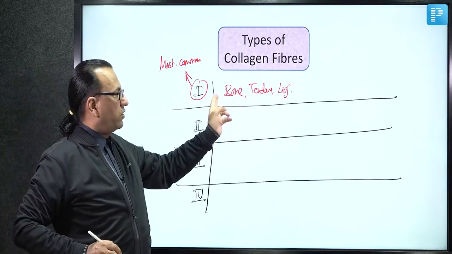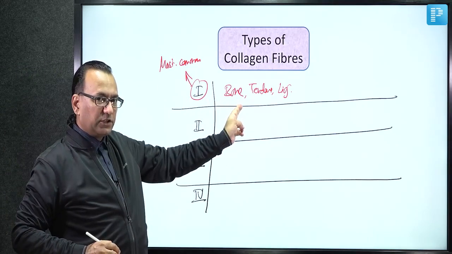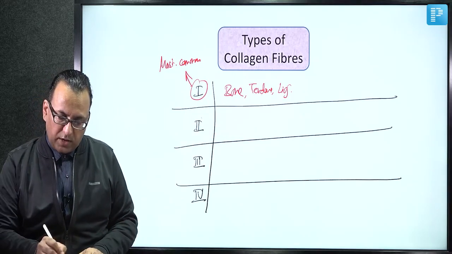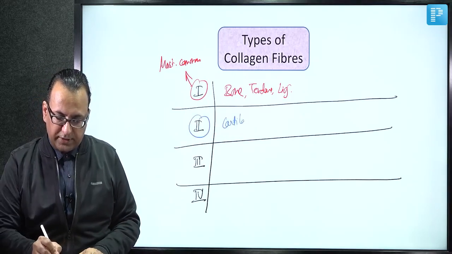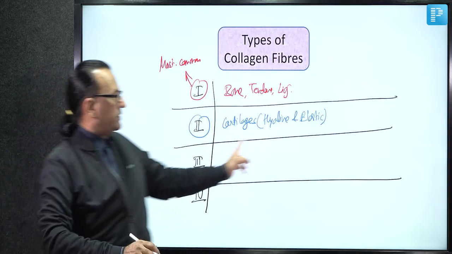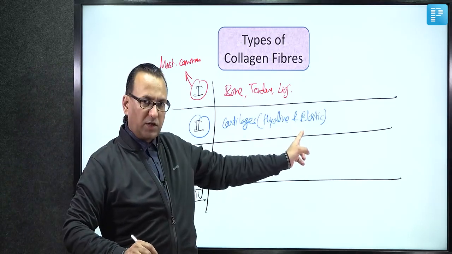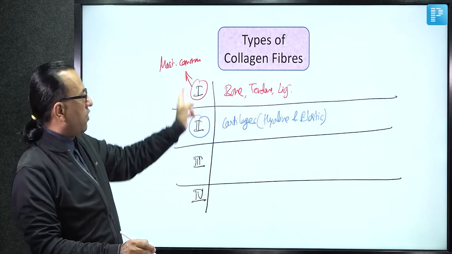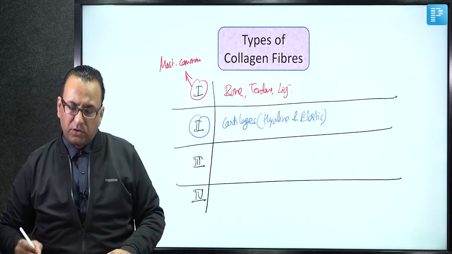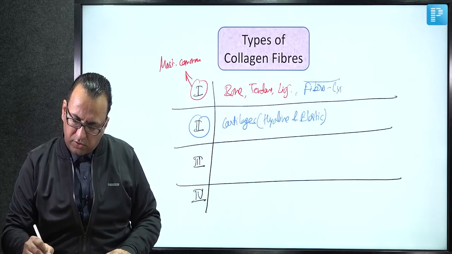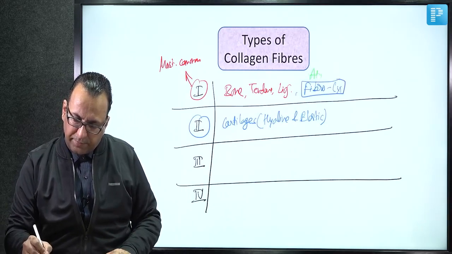So tendons and ligaments have predominantly type 1 collagen? Yes. Then what about the cartilages? Cartilages will have predominantly type 2 collagen. You can mention the type 2 collagen is found in the cartilages, especially the hyaline cartilage and the elastic cartilage. Then what about the third variety, the fibrocartilage? Fibrocartilage is considered as atypical cartilage and you have to keep it along with the bone. Why? Because we consider it as atypical cartilage.